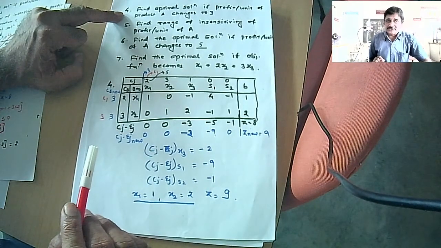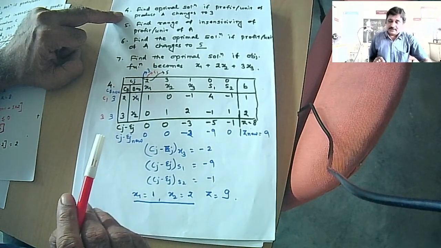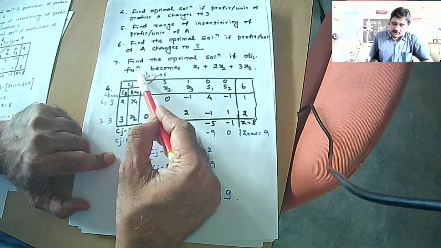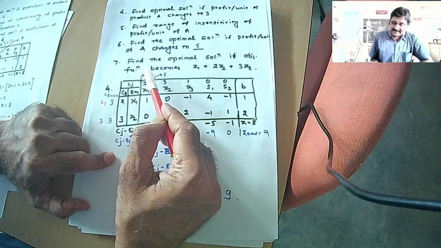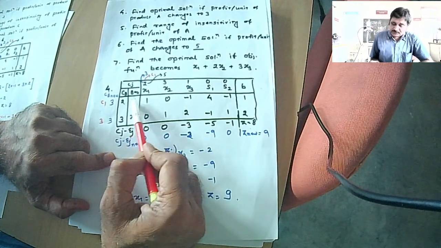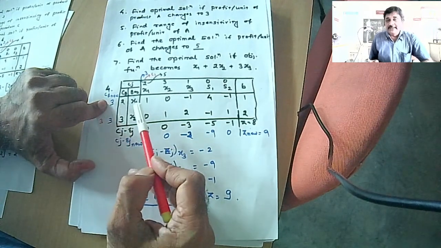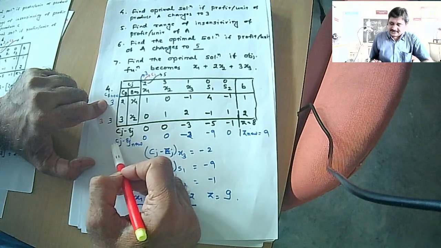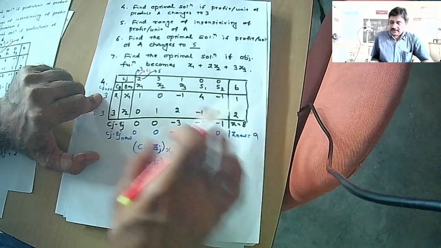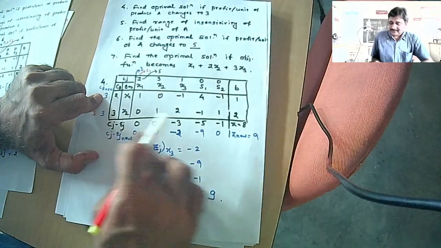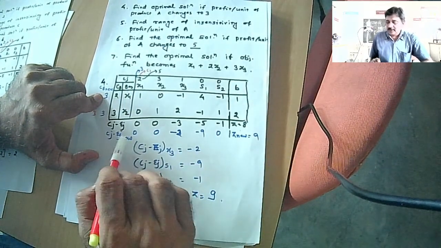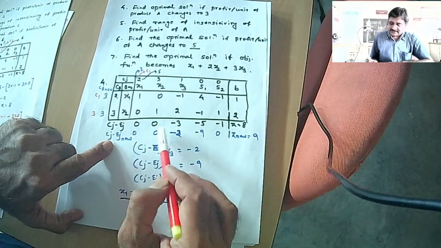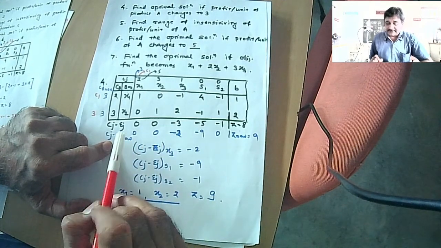So coming on to our first question: find the optimal solution if the profit per unit of product A changes to 3. Originally it was 2, I have changed it to 3. As soon as I change it, I will have to make the coefficient of x1 3 here as well. And then I will have to find all Cj minus Ej's anew. There won't be a change anywhere else except Cj minus Ej, which will have to be found afresh. But Cj minus Ej for a basic variable you can directly write 0.